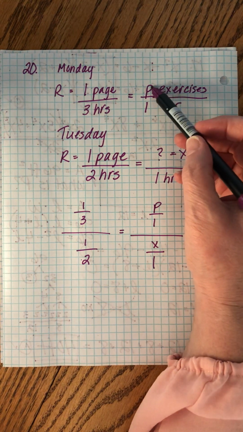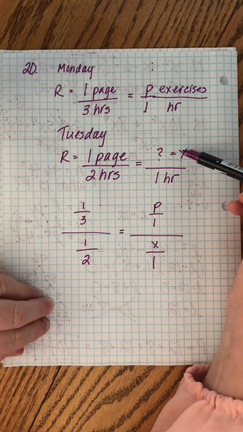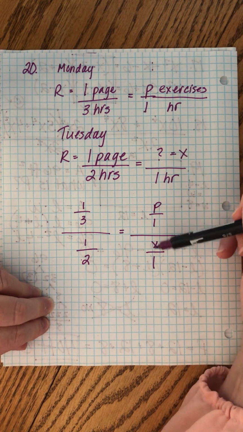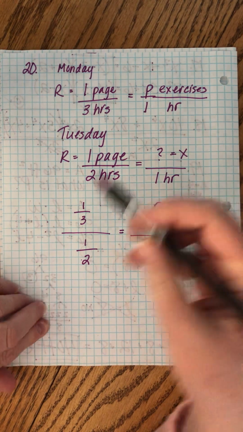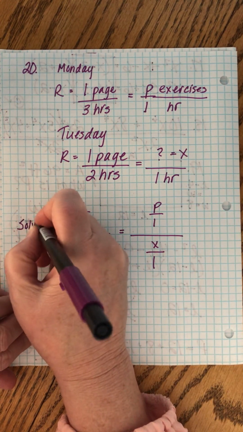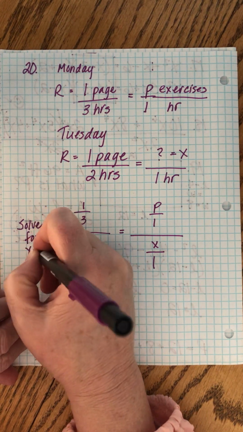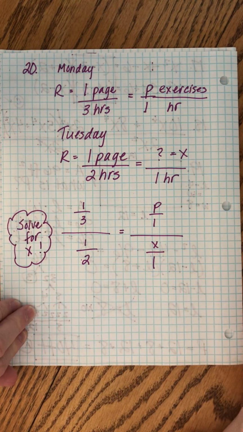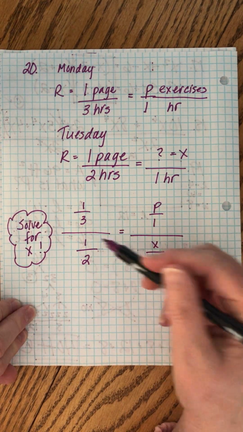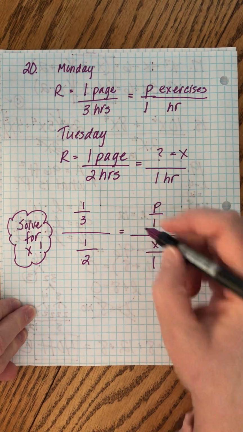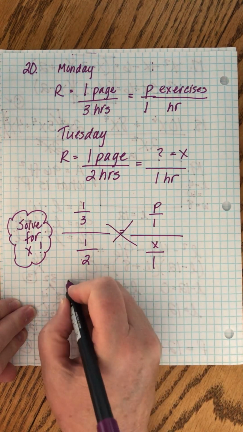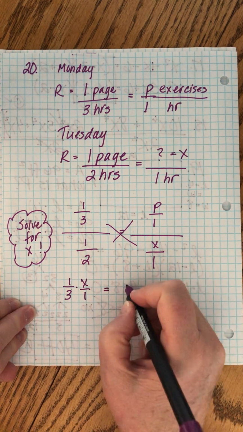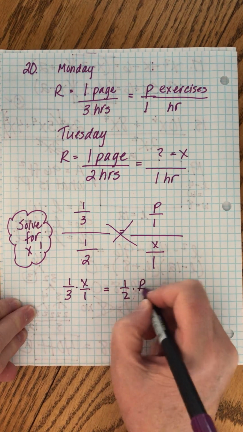Monday, we're calling that rate P over 1. And Tuesday, we don't know what to call it. So we're just calling it X. We're going to solve for X. Okay, we're not solving for P, we're solving for X. All right? Because that will give us her new rate with the P in it. It's very weird. Okay, whenever we have 2 fractions, and these are complex fractions, but it still works, we cross multiply, right? So we get 1/3 times X over 1 equals 1/2 times P over 1.